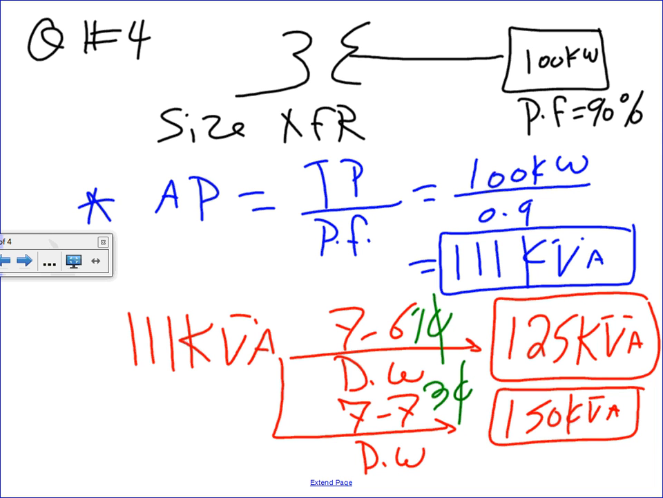Why standard? These are not in the code, guys, they're the industry standard. I guess you can get any transformer with any kVA, but it's cheaper to follow the standards. Where do you get them? 7-6, 7-7. Any question, guys?